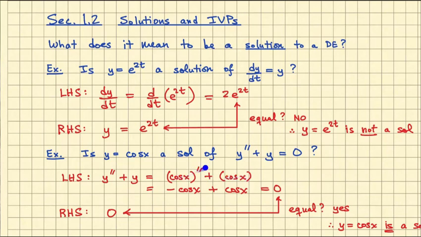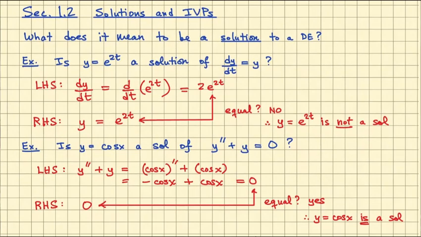If we take the second derivative of cosine x, after a little bit of side calculation, we get negative cosine x. Here, the cosine x is just cosine x. These combine to give me a 0, so the left-hand side simplifies to 0. On the other hand, the right-hand side is already 0, so we get 0 equals 0. These are equal, so yes, cosine x is a solution of this differential equation.